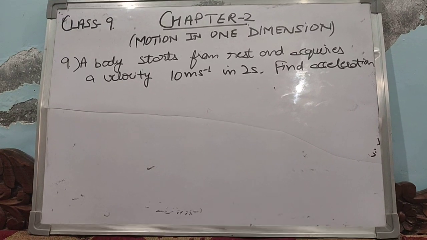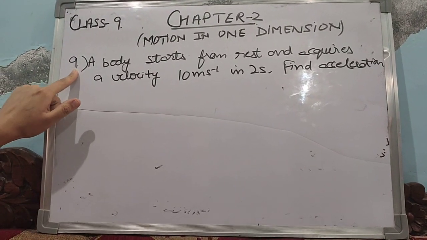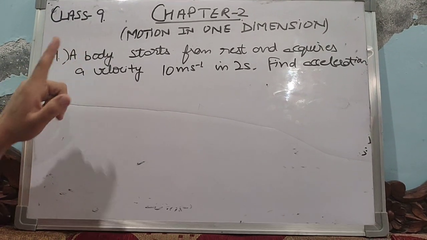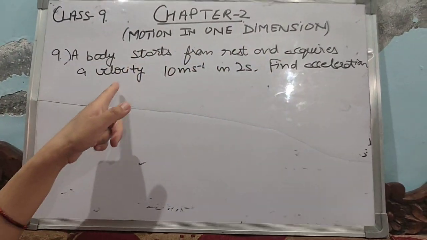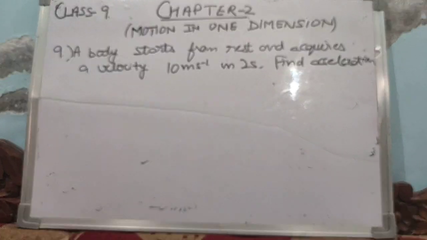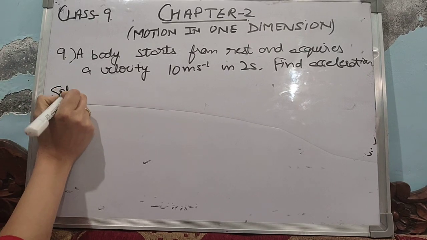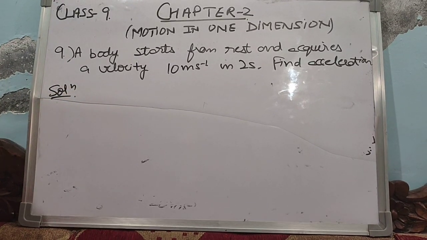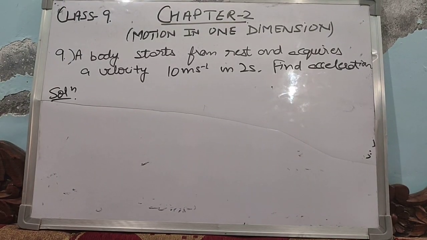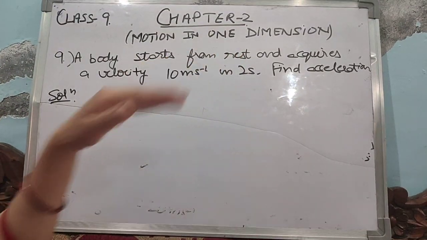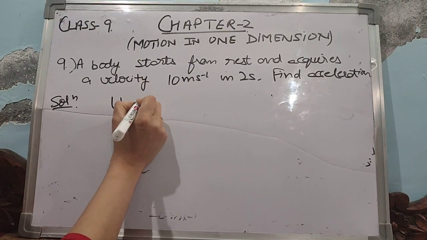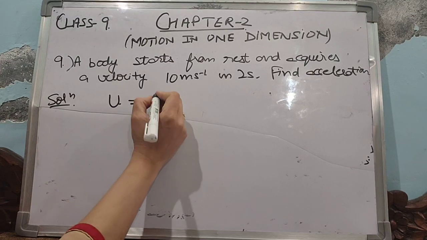Dear students, now I am solving numerical number 9 from page number 36. What is the question? A body starts from rest and acquires a velocity 10 meter per second in 2 seconds. Find acceleration. So first we will write out the given things. It is given a body starts from rest. Remember, when a body starts from rest, or when a body is initially at rest, we take initial velocity, that is denoted by the letter U, equal to 0.